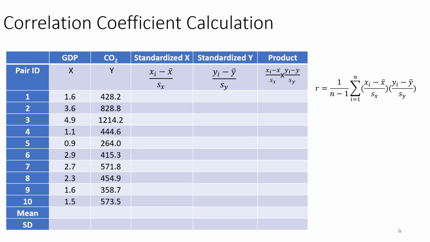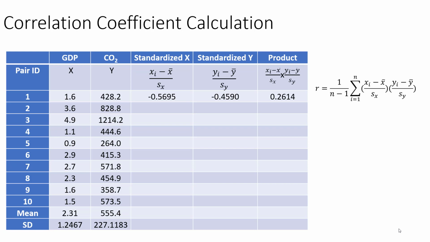Here is the GDP and the CO2 data in the table. Let's use this example to help you understand the calculation step by step. Firstly, you need to know the mean and the standard deviation of each variable. The results are shown in 4 decimal places here to ensure accuracy in the end.